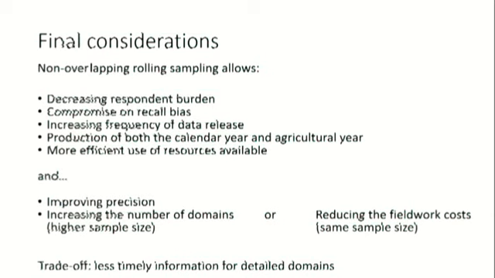Okay. Non-overlapping sampling allows decreasing respondent burden, because we interview each farm just one time. There is a compromise on recall bias, because there are different moments of interview. So part of the sample is going at the better moment and the others later. We increase the frequency of data release. We can produce both calendar year or agricultural year data and have a more efficient use of available resources.